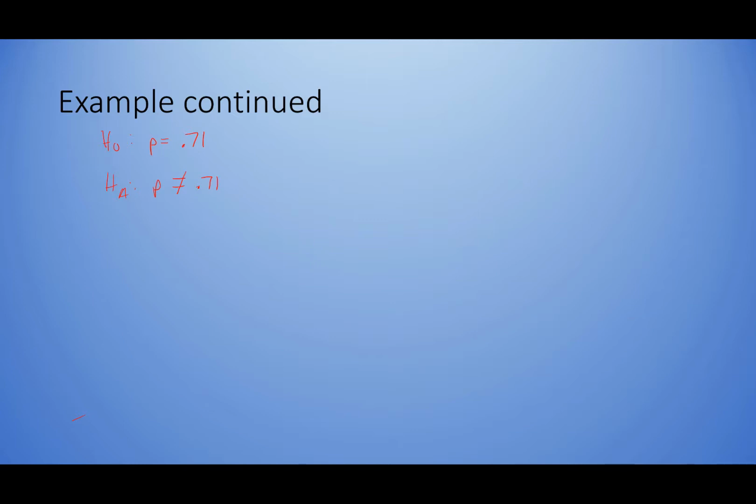Now notice right here, my numbers, my 0.71 and my 0.71, do not change from my null to my alternative hypothesis. Now with this, because my alternative hypothesis is a not equal, I'm going to end up with a two-tailed test, which will become relevant later. So I've got my null and my alternative hypothesis. I know that I'm doing a single proportion z-test, so now I can go ahead and do my test statistic.